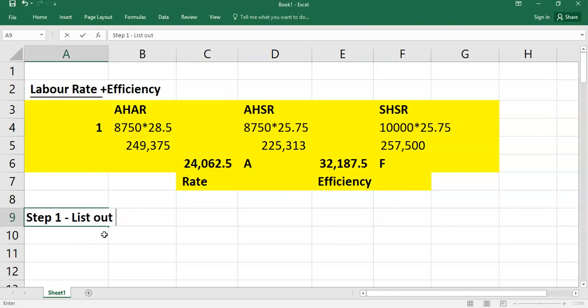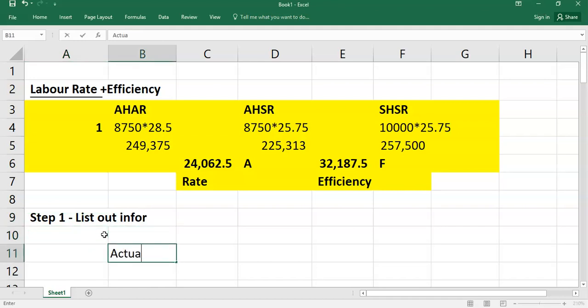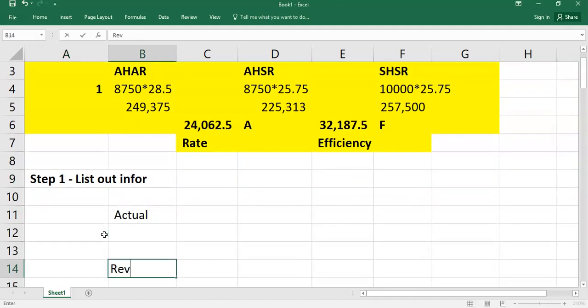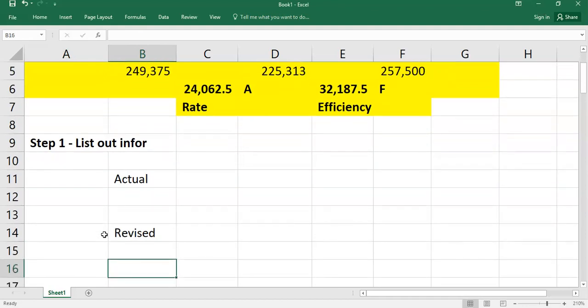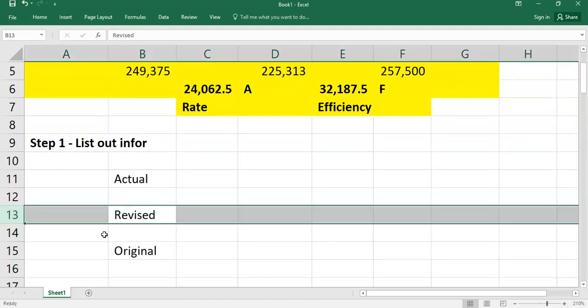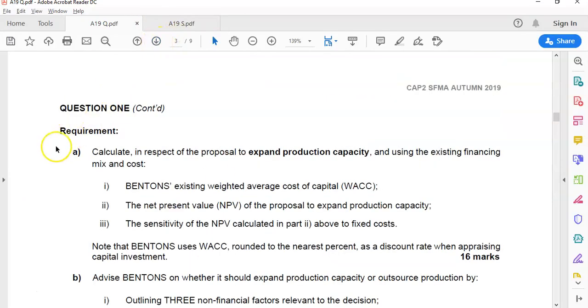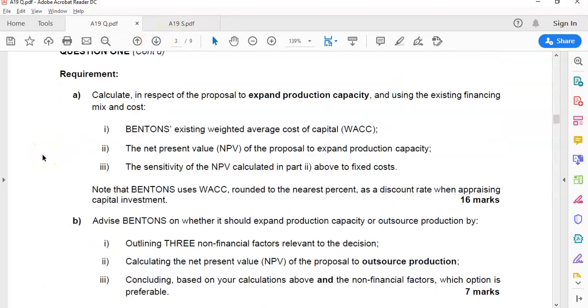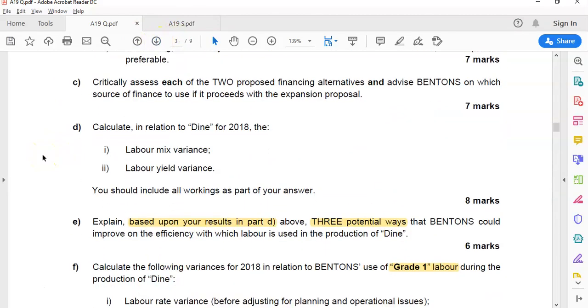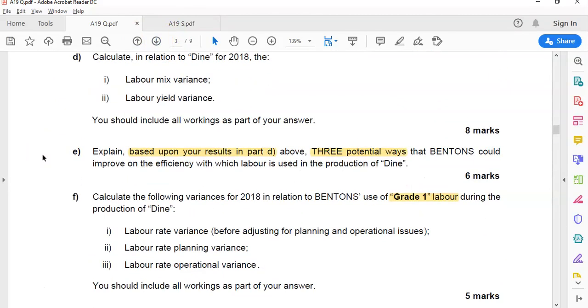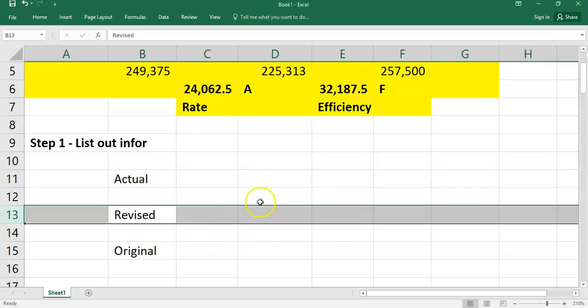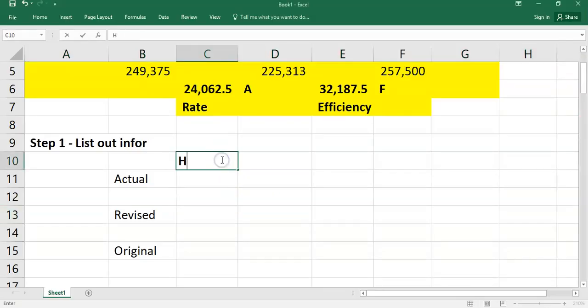So what you have here, you have 3 pieces of information. You have the actual, you have the revised standards, and you have the originals. Now remember, in the question they only asked you to do half of it. They only want the labour rate planning and the labour rate efficiency, or operational. They don't want the labour efficiency ones, but we'll just do them for the sake of completeness. So the actuals here for hours, and the actual for the rates.